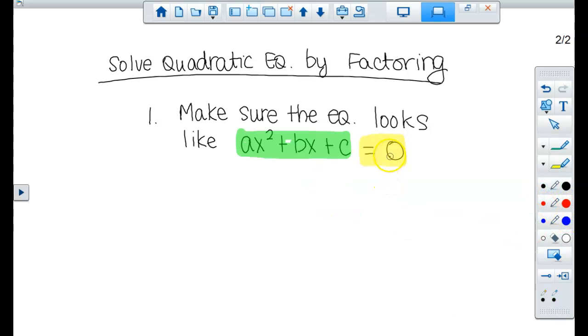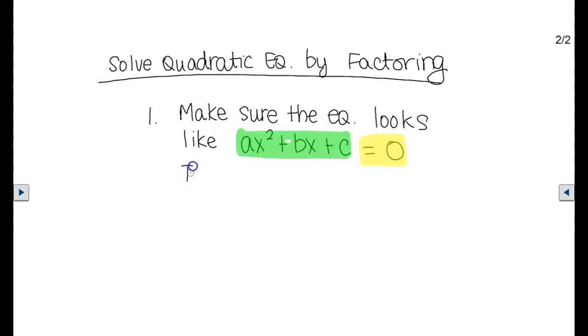So it's got to be equal to 0, and then it's got to have ax squared first, bx second, and c third. Make sure it looks like that, and if it doesn't, we're going to fix it. And fixing it will be easy. You already know how to do it. You already have the skills to do that. So first we're going to make sure the equation looks the way we want it to: ax squared plus bx plus c equals 0.